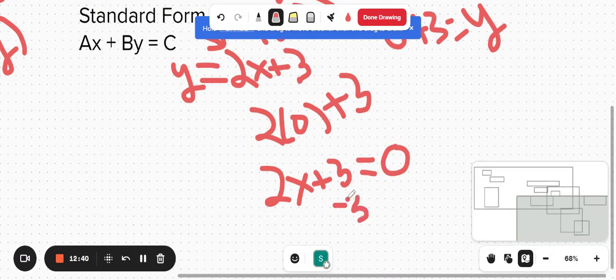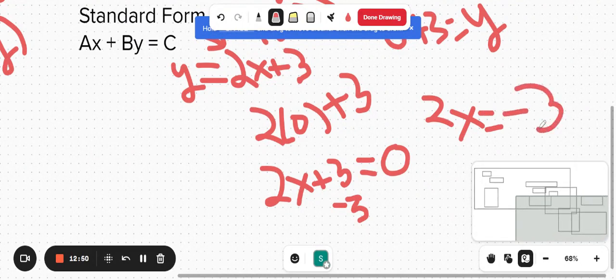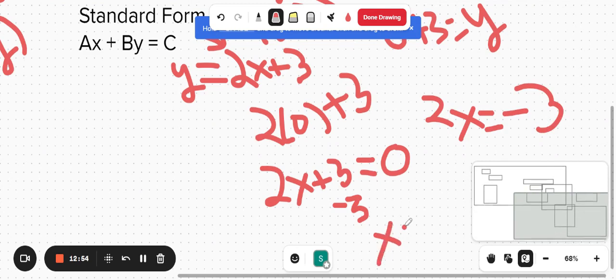Then you just subtract 3, so that would give you negative 3, right? So then we have 2x equals negative 3. Now all you have to do is divide by 2. So what this is saying is that the x value is negative 3 over 2, or negative 1.5.